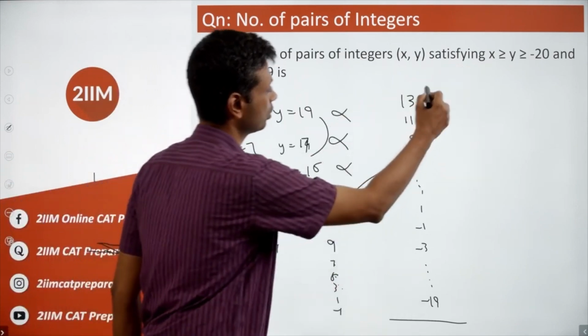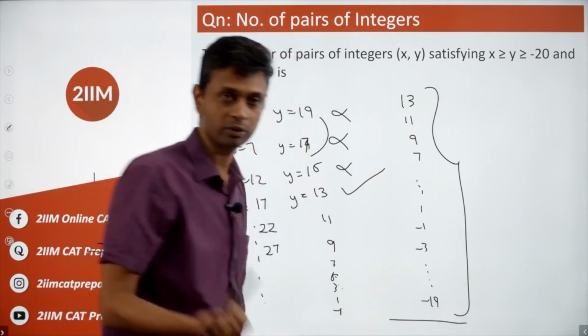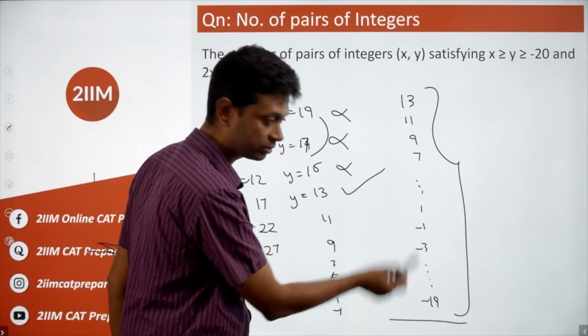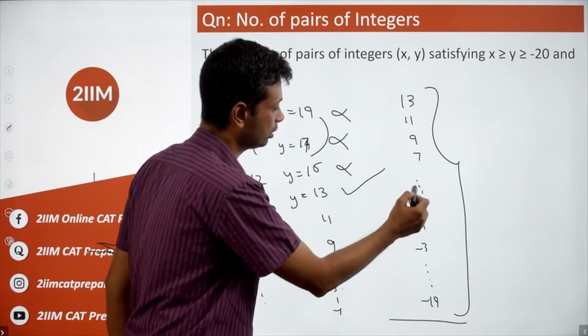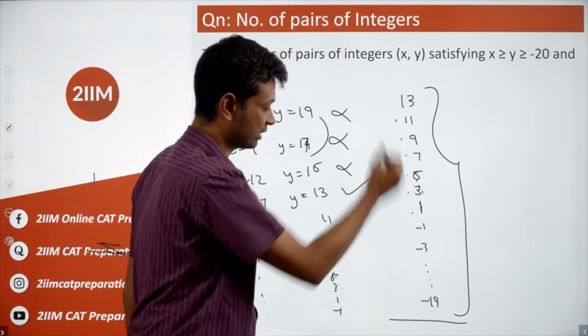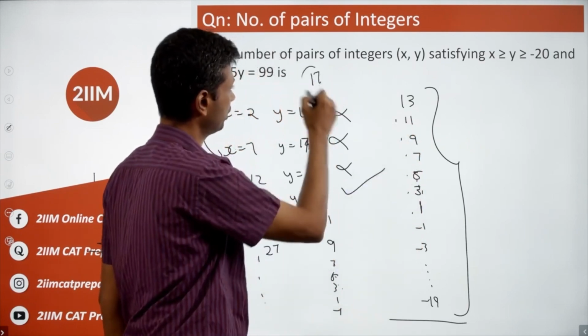All we need to do is figure out how many are there in this count. We're good to go. And so minus 1 to minus 19 is 10 sets. 1, 3, 5, 1, 2, 3, 4, 5, 6, 7. 7 plus 10, 17 values are there.